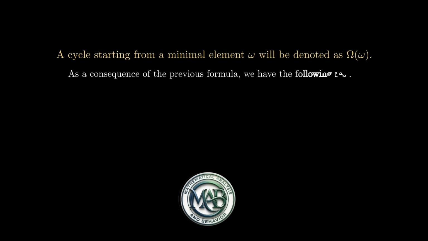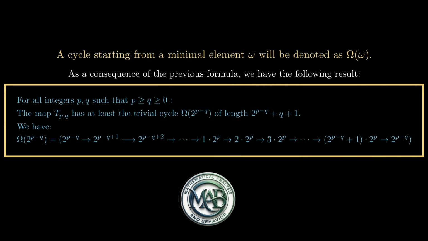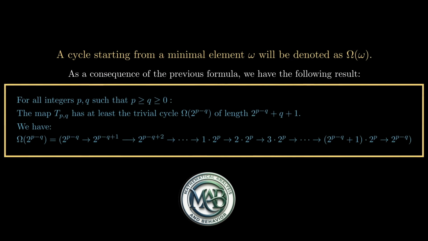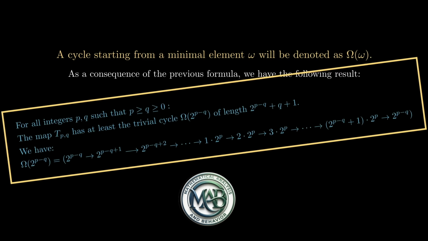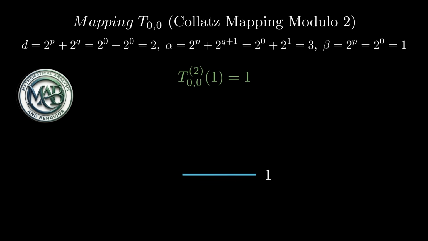Large omega of small omega is a notation for a cycle starting from an integer small omega. The trivial cycle is given by its starting integer, together with its length. As a consequence, for all positive integers p and q, such that p is greater than or equal to q, the map T_{p,q} has at least the trivial cycle, starting from 2 to the power of p minus q. As you can see, the trivial cycle is explicitly given here. Now, you can see some examples of the trivial cycle for different values of the parameters p and q.